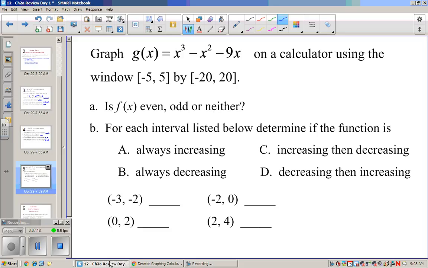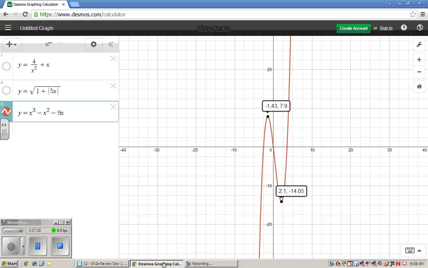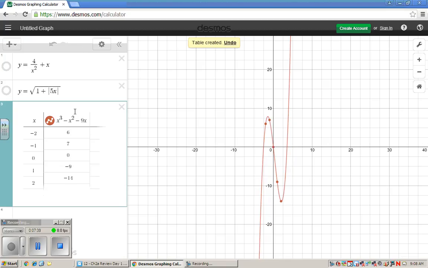All right, so the first thing is that it is neither even or odd. It sort of looked odd, only the size of those, how far it goes up and how far down are not the same. You'll notice it went up to 7.9 and down all the way down to negative 14.5. We could also go with a table to show you that. If I plug in a -2, I get a different answer than when I plug in a +2. If it was odd, it'd be 6 and -6. But here it's 6 and -14.